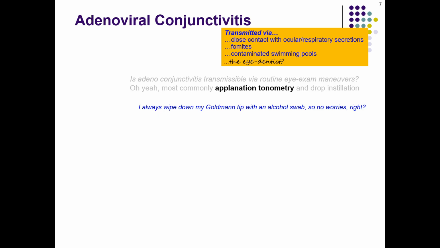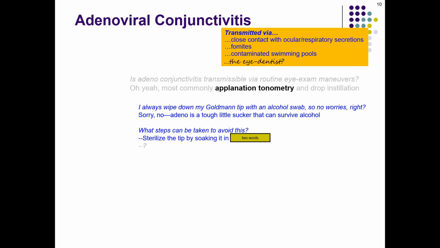So if you say that I always wipe down my Goldmann tip with an alcohol swab, so no worries, right? Actually, no. Adenovirus is very tough, like a sucker that can survive alcohol. So what steps can be taken to avoid this? There are two steps mainly. First step is to sterilize the tip by soaking it in dilute bleach. But this dilute bleach soak should be for 5 to 10 minutes.